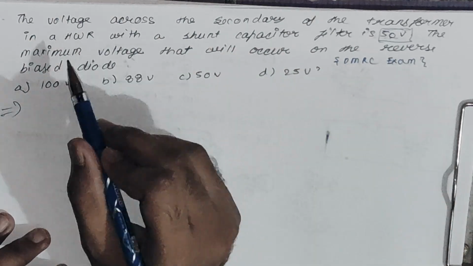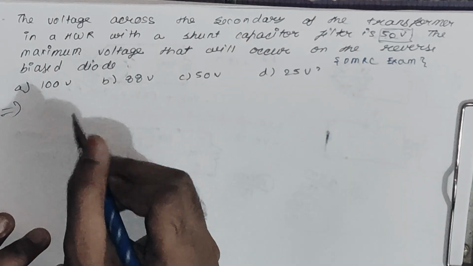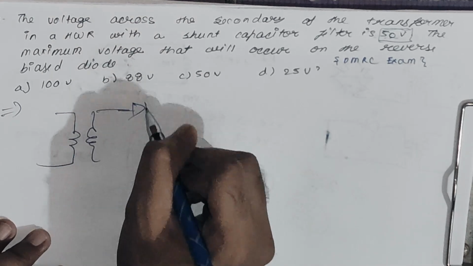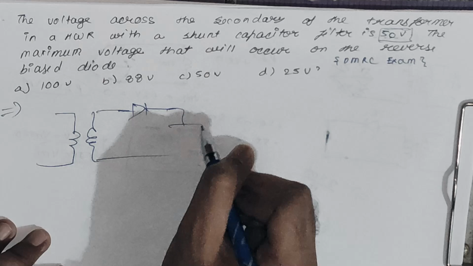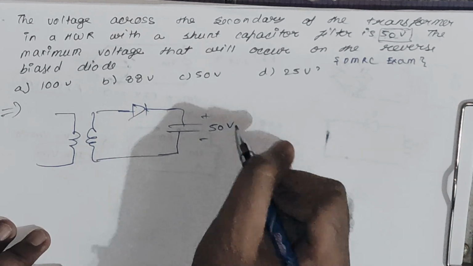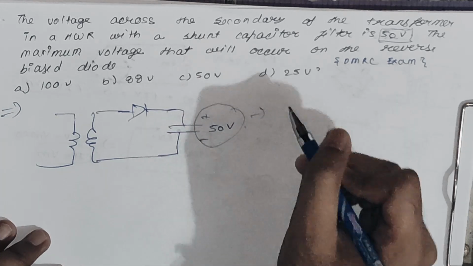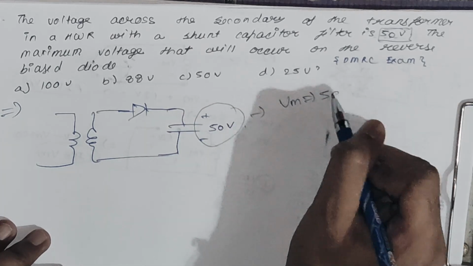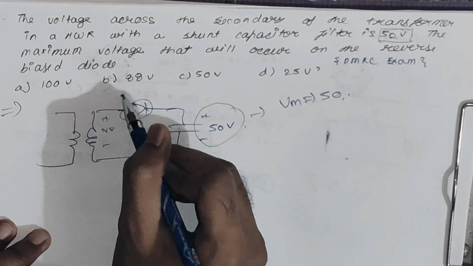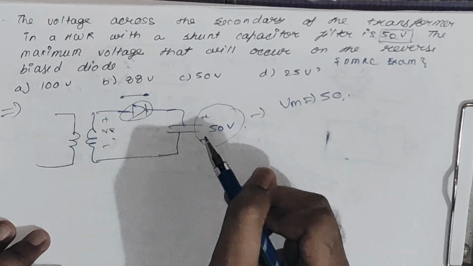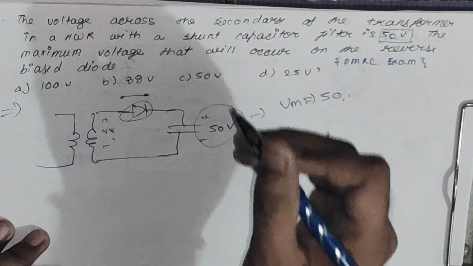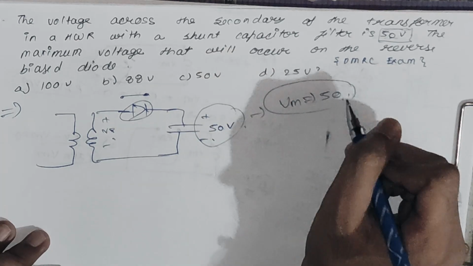If you draw the circuit of a half wave rectifier with a shunt capacitor as a filter, you will get the circuit like this. This is your half wave rectifier diode, and here you have a capacitor which has the voltage plus minus 50 volt. From this you can say that the maximum voltage will be 50 volt. Why? Because if you consider the positive half cycle, at that time this diode will be short circuit, right? So whatever the maximum voltage is, this capacitor will be charged to that voltage. Here this capacitor is charged to 50 volt, so our Vm is nothing but 50 volt.